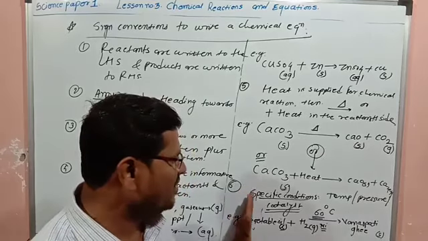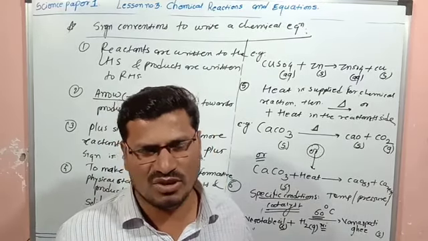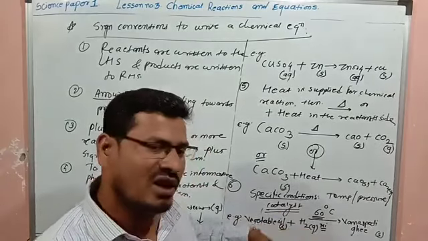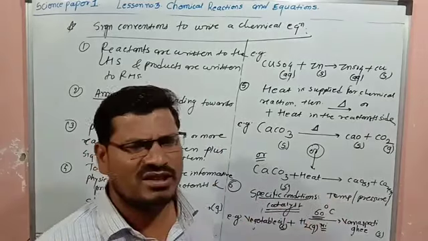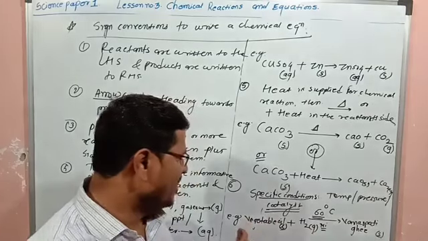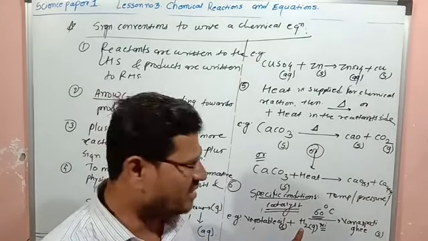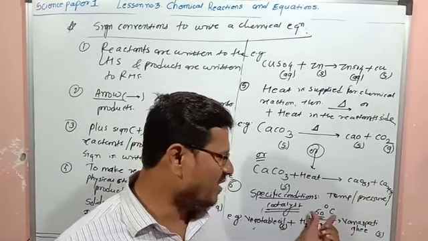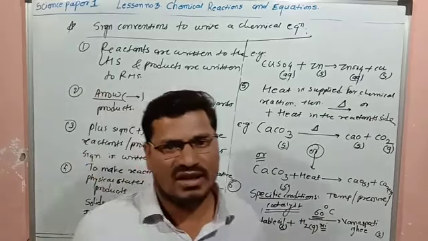The sixth point is specific conditions for the chemical reaction. These specific conditions you write above or below the arrow. The specific conditions can be temperature, pressure, or a catalyst. In that example, we have taken vegetable oil plus hydrogen gas, which gets converted into vanaspati ghee at 60 degrees Celsius in the presence of a nickel catalyst.